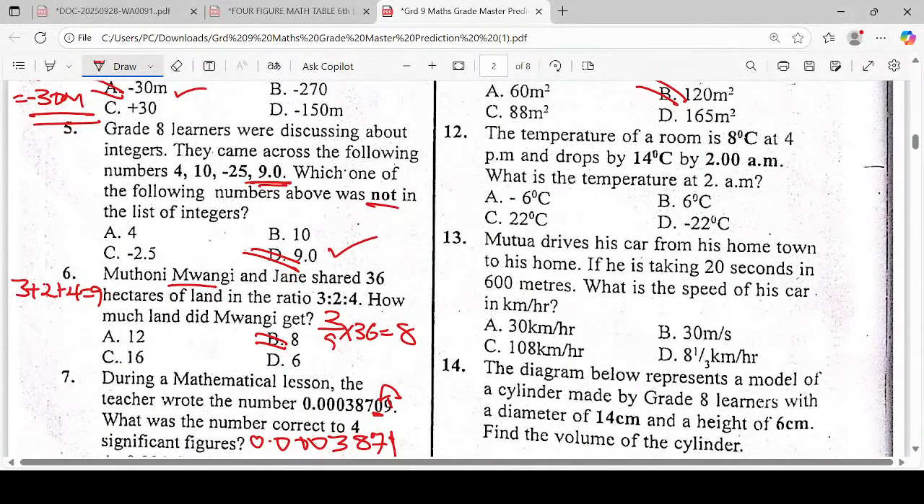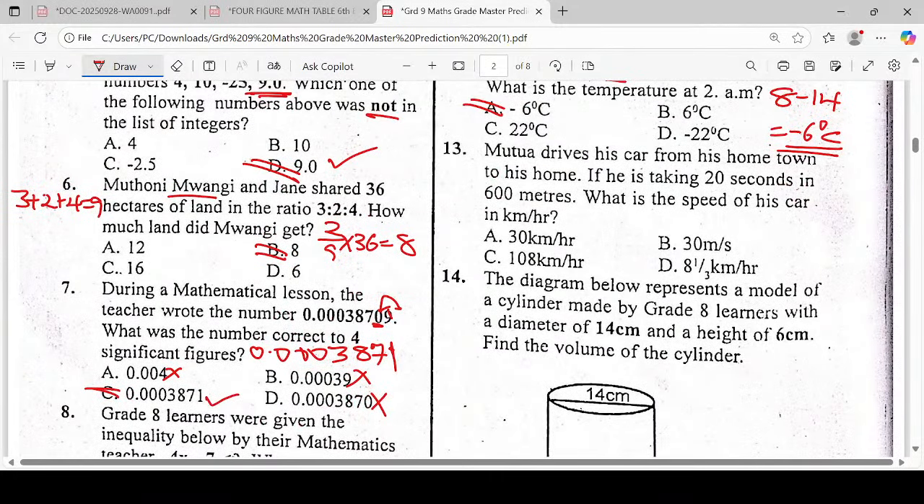Question number 12. The temperature of a room is 8 degrees Celsius at 4 p.m. and it drops by, underline the term by, 14 degrees Celsius by 2 a.m. What was the temperature at 2 a.m.? Now they are saying it drops by. So the new temperature will be obtained by taking 8 minus 14. This will be negative 6 degrees Celsius. Back to the choices, A for apple is the most correct answer.